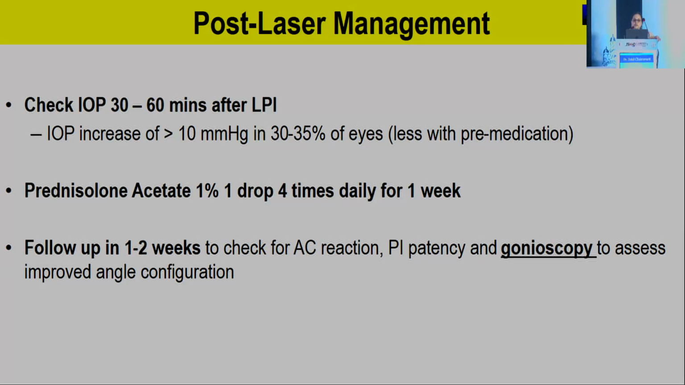IOP increases more than 10 millimeters of mercury in 30 to 35% of the eyes, so check IOP 30 to 60 minutes after LPI. Prednisolone acetate 1%, 1 drop 4 times daily for 1 week. Follow up in 1 to 2 weeks to check for AC reaction, PI patency, and gonioscopy to assess improved angle configuration.